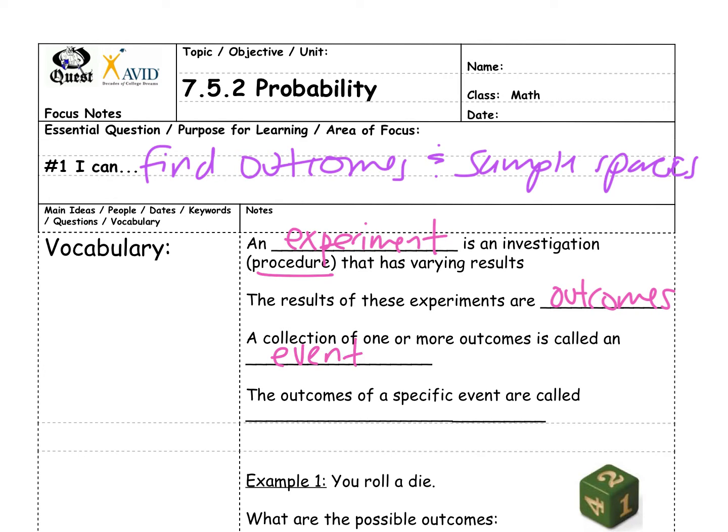So we had events that we collected, and the outcome of a specific event are called favorable outcomes. Those favorable outcomes are when you win the event. And so we're going to talk about how many favorable outcomes did we have based upon what we were looking for.